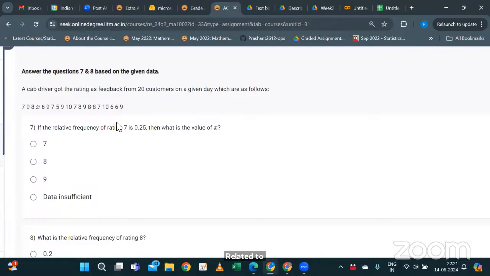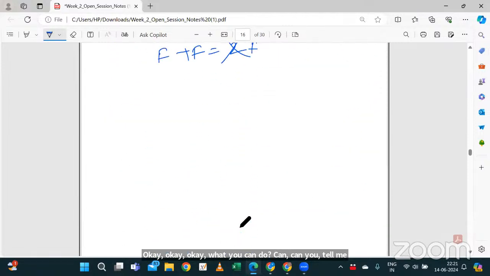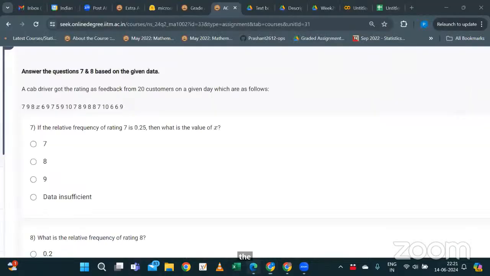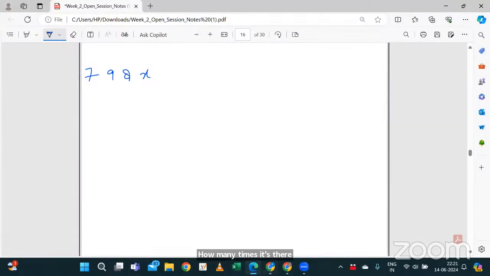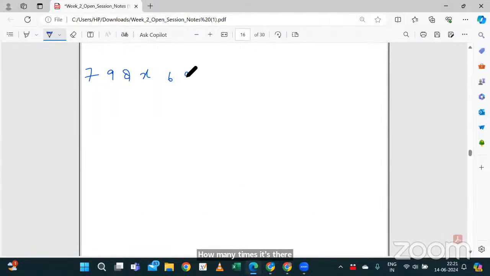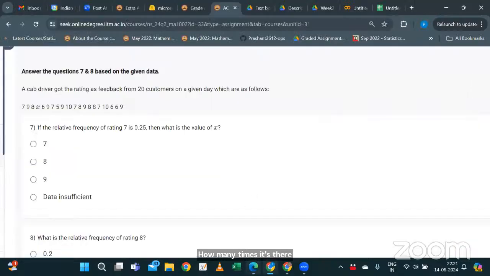Okay, what you can do? Can you tell me these observations? I will write, I will explain. Observation means how many times it's there. I will write, don't worry. 6, 9, 7, 5, 19.